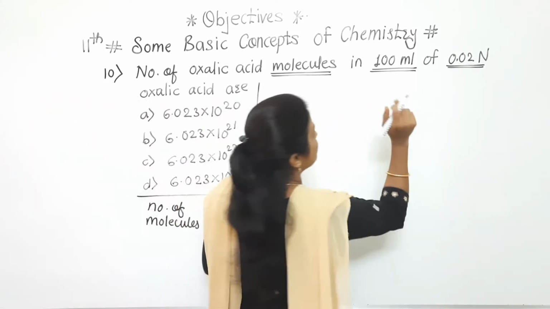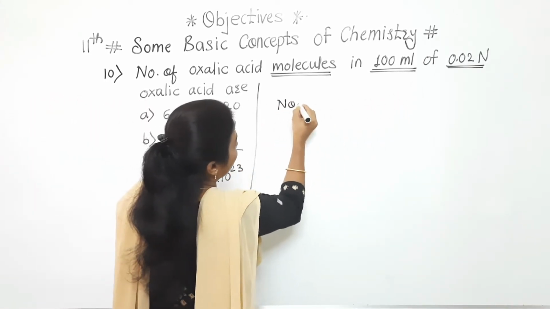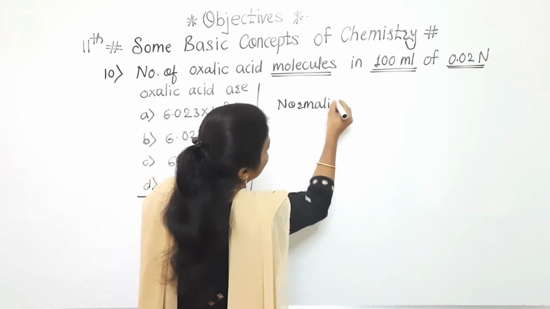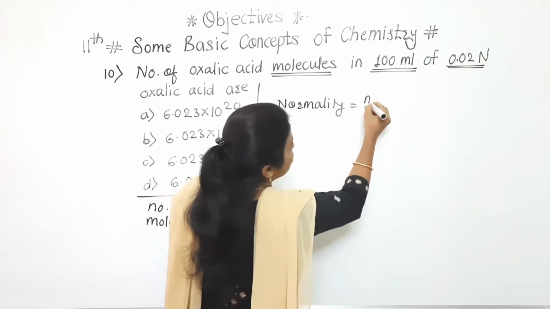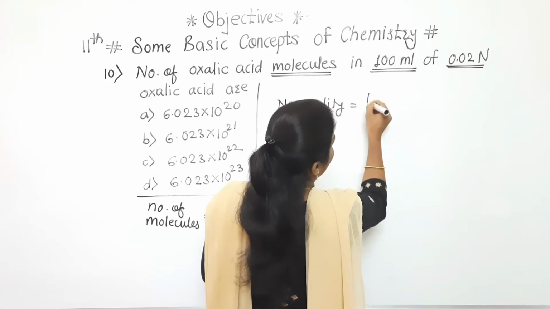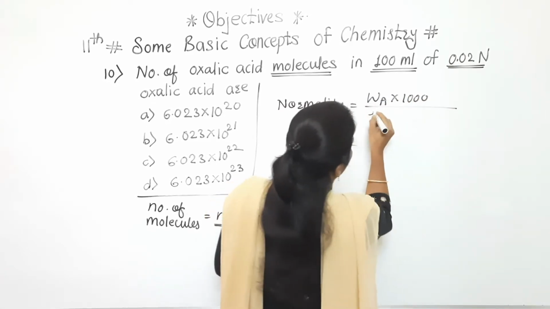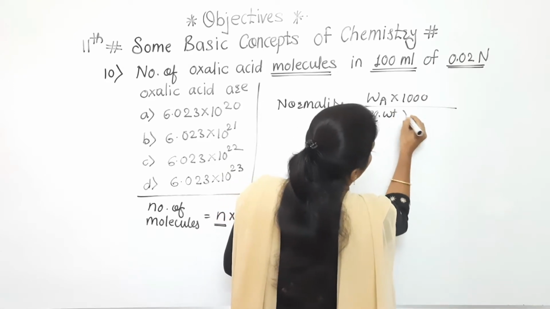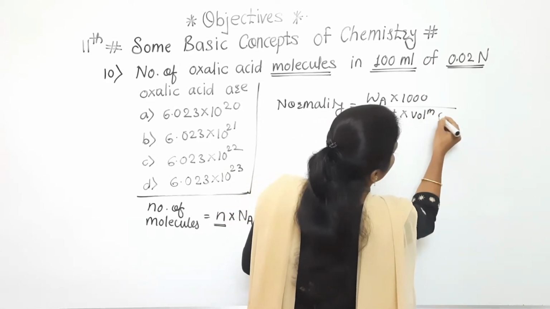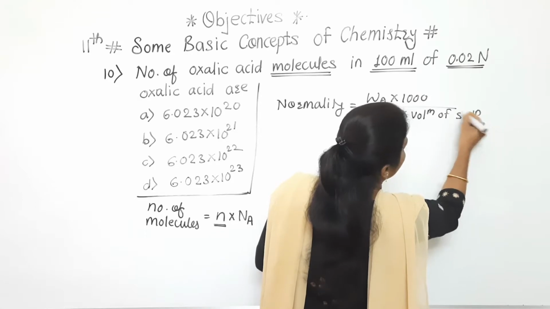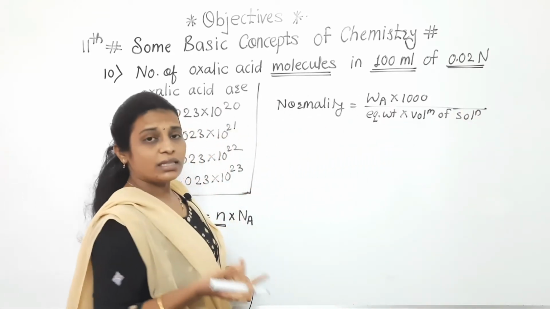Here normality is given. As we know the normality formula, normality is equal to mass of solute, W_A, into 1000, divided by equivalent weight into volume of solution. But in that there is no number of moles. Then how to find out?